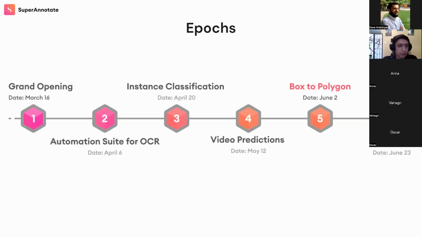Before we begin, I'd like to review a little bit of the different automation suites that we've gone over. We've done one for OCR previously. We've also done an instance classification type of automation as well. Previously, we worked on video predictions. And today we're going to look into, like I mentioned previously, going from a bounding box to a polygon segmentation. That's something that we would like to automate for various reasons, which we'll be talking about in a little bit. But that is what we'll be looking at today.